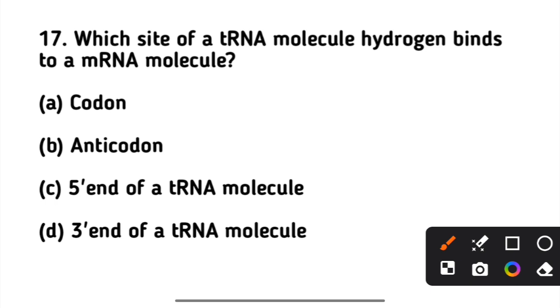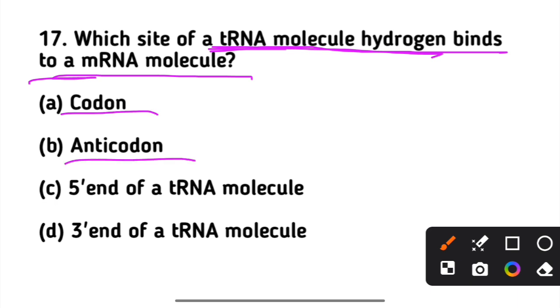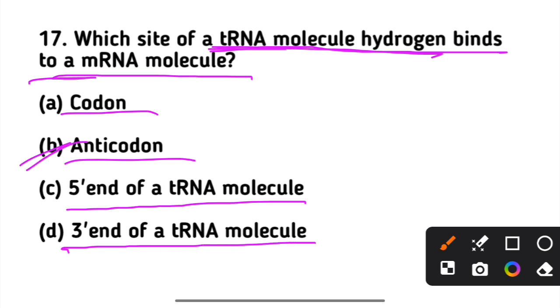Next, which site of a tRNA molecule hydrogen binds to a mRNA molecule? Options are codon, anticodon, 5' end of tRNA molecule, 3' end of a tRNA molecule. Option B is correct. Anticodon.